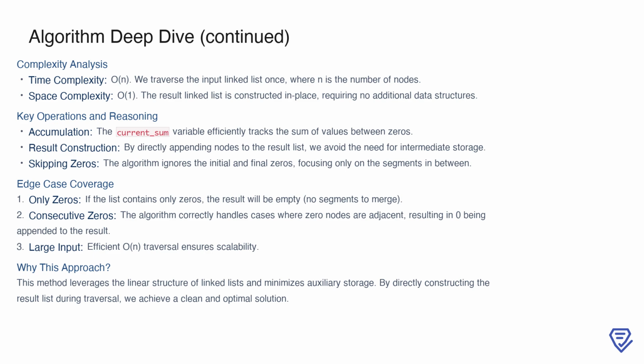The key operations include accumulating values with current_sum, which is efficient, and appending nodes directly to the result list. By skipping zeros and focusing only on the segments in between, we ensure that the algorithm remains concise and avoids unnecessary computations. For edge cases, the algorithm handles lists with only zeros by returning an empty result, and it correctly processes consecutive zeros by appending a node with a value of 0 to the result. This approach is well suited for large inputs, as its linear time complexity ensures scalability. By minimizing auxiliary storage and leveraging the linear structure of linked lists, the solution is both clean and optimal.